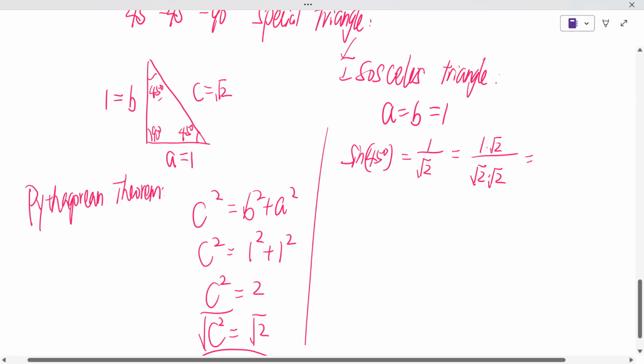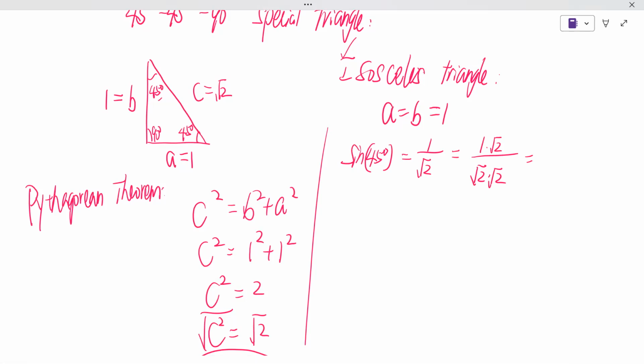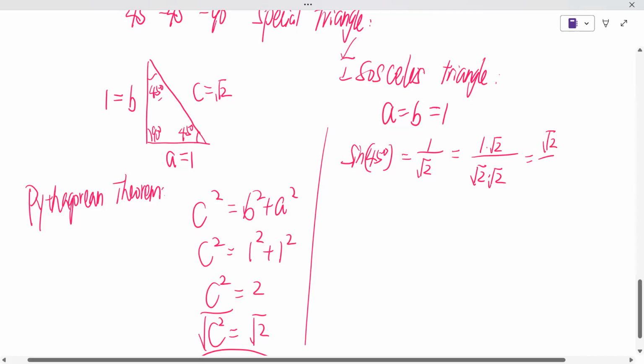That's in high school, maybe your teacher asks you to memorize these special geometric identities. And here, I'll just show you how to go step by step to figure this out yourself, right? So we get radical 2 over 2. And cosine 45 degrees is the same, right? It will be the adjacent one, like B over C. So adjacent 1 over hypotenuse radical 2. So it's still radical 2 over 2.